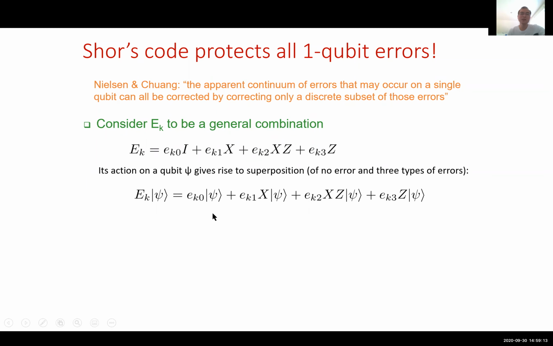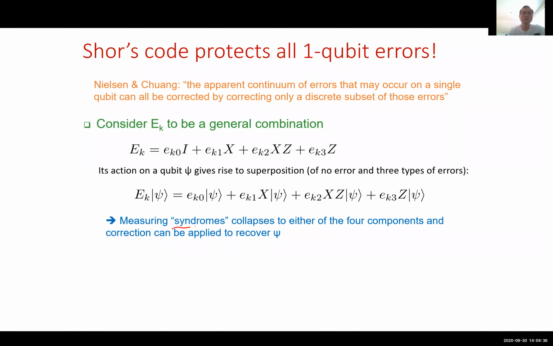But the nice thing is that you can interpret the effect of that type of error as making the state a superposition of no error, or the X error, or Y error, or Z error. So when you make the so-called syndrome measurement, we check whether there is a bit flip or phase flip or the combined. So here is no error. This is bit flip. This is bit plus phase. And here is phase. They are distinct errors, so they have distinct syndromes.